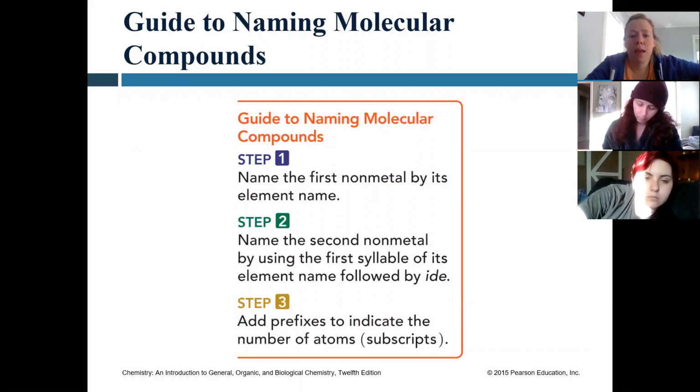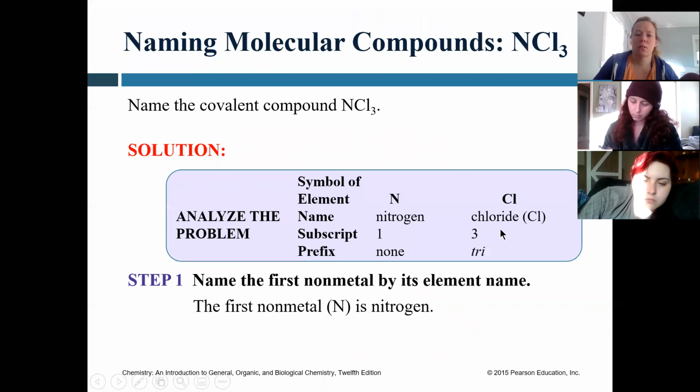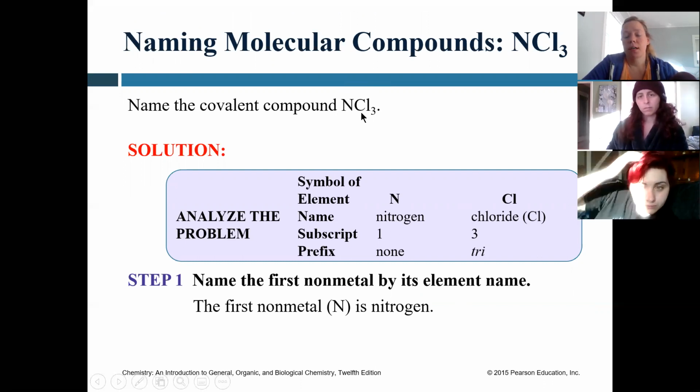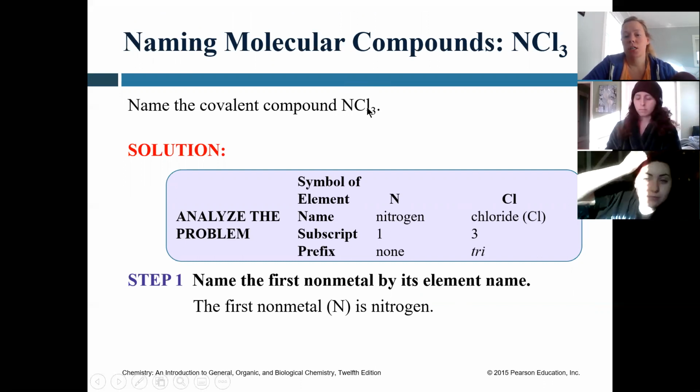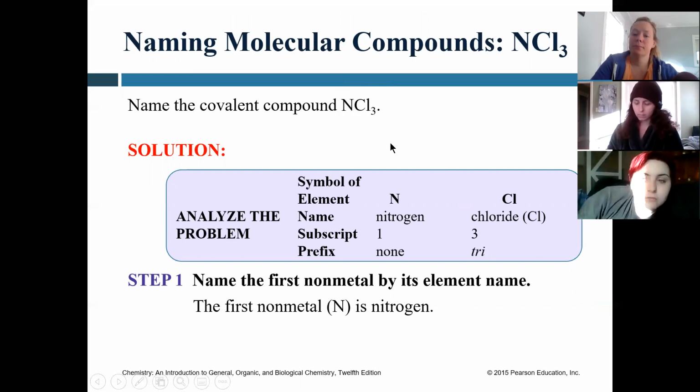So when naming, name the first nonmetal by its elemental name, the second nonmetal by using the first syllable of its elemental name followed by IDE, and then add prefixes. So looking at this thing right here, I've got NCl. I've got 1 nitrogen on the first, and I've got 3 chlorines. So we would call this nitrogen trichloride. One pitfall I have students do is they will want to flip flop. So they'll say trinitrogen monochloride. No, don't flip flop with metals and nonmetals.